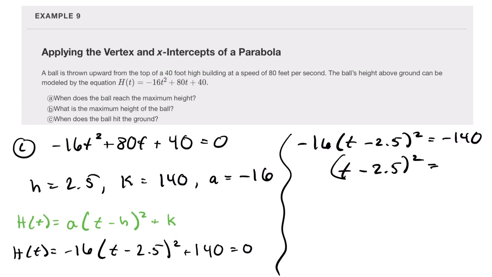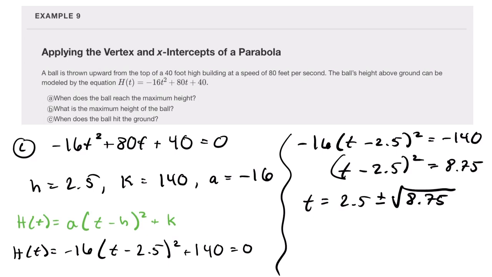Siri, what's 140 divided by 16? 140 divided by 16 is 8.75. Okay, we'll go with it. Okay. We need to take the square root and add. Ultimately, we get t equals 2.5 plus or minus the square root of 8.75.